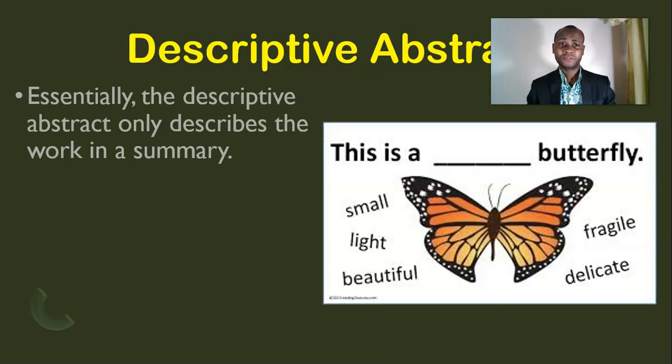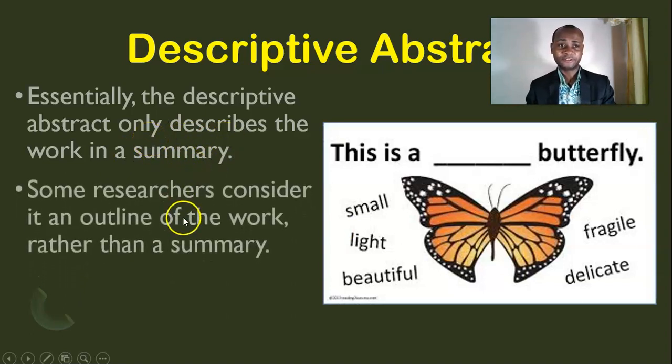Okay, so the magic word here is summary. Take note of this. So some researchers consider it as an outline of the work rather than a summary. Usually in some institutions, especially for thesis writing, before you write your conclusion, they have a summary of the thesis. Okay, they have a summary. That is called a descriptive abstract.